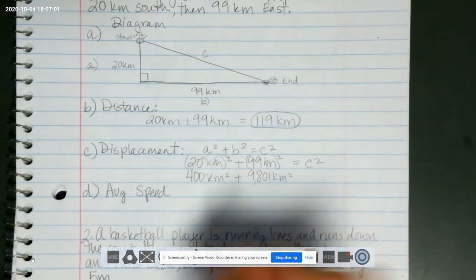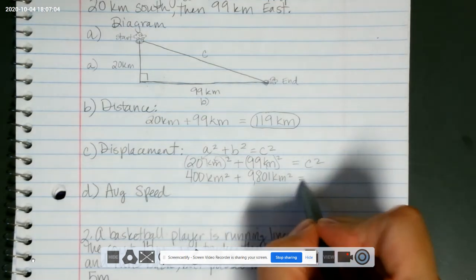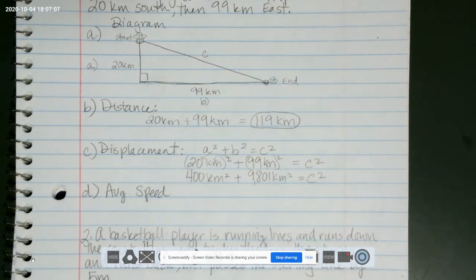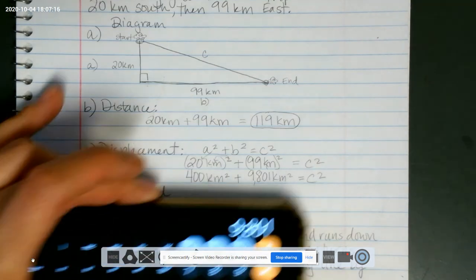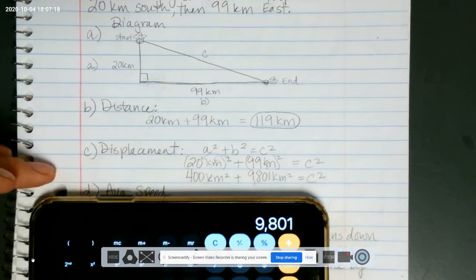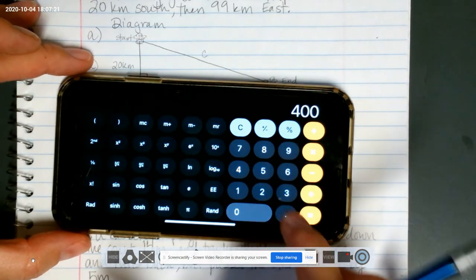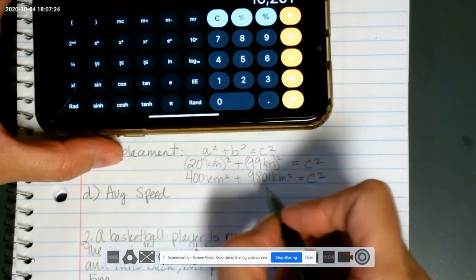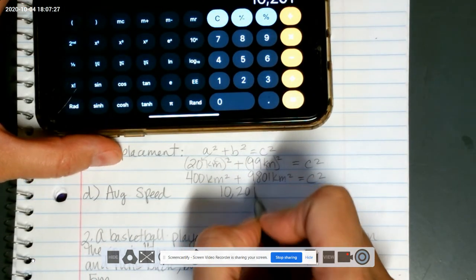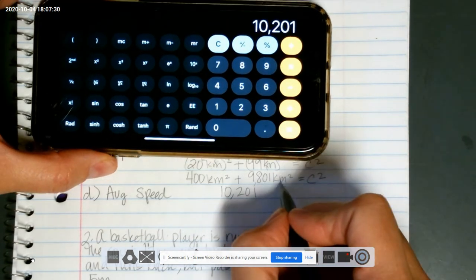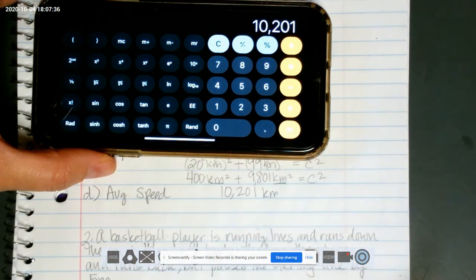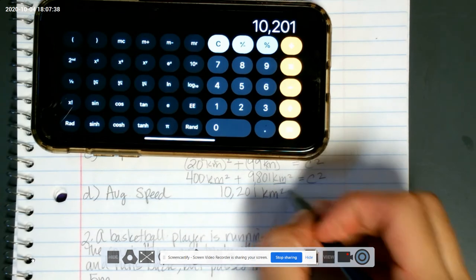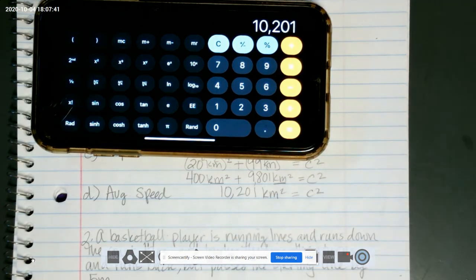So I have a simple addition problem at this point, but I'm still going to carry down my c squared. I didn't do anything with the c yet. So I need to finish out the problem by adding 400 plus 9,801. Since I already have 9,801 plugged into my calculator, I'm just going to add 400 to that. And that's going to give me 10,201. Since I still have kilometers squared, they're like units, so I can add them. I have to still have kilometers squared. These pencils break so much on me. And I still have c squared. I didn't do anything with c squared yet.